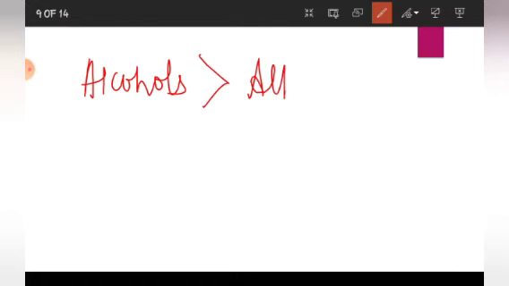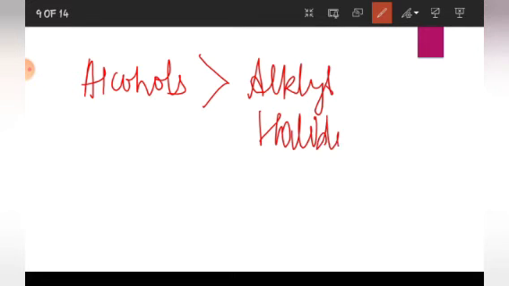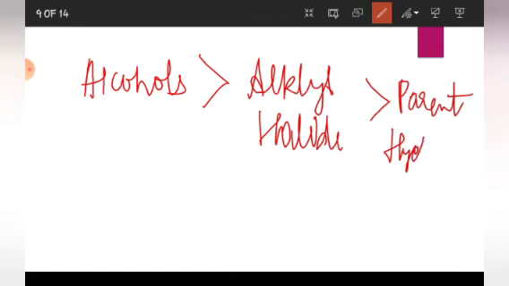we can write about boiling point that alcohols have higher boiling point if we compare it with alkyl halide, and if we compare alkyl halide then with their parent hydrocarbon. And I have already told you that from your physical properties part, the question comes on arrangement.